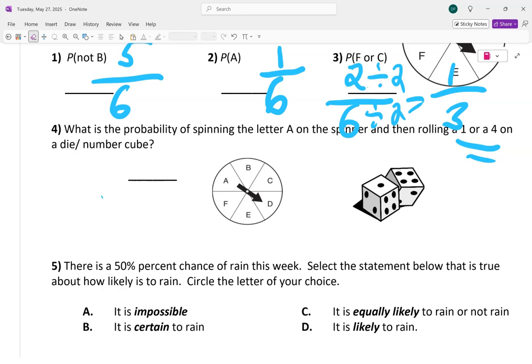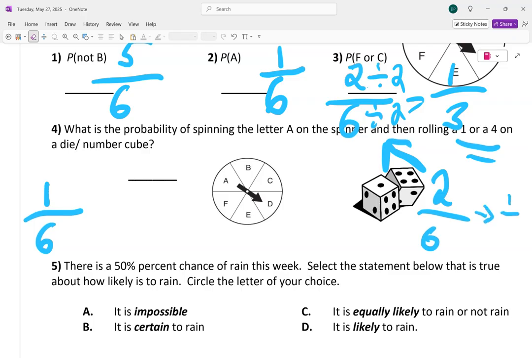Okay, so for the spinner, it's 1/6. Very good, because there's one A there. 1/6. And then 2/6 for the dice, because there's a 1 or a 4. And that 2/6 can reduce just like we did up here. Reduces to 1/3. Okay, so what do we do? Multiply 1/6 and 1/3. Correct. And we get? 1/18. Yup. Good job, Spider-Man.